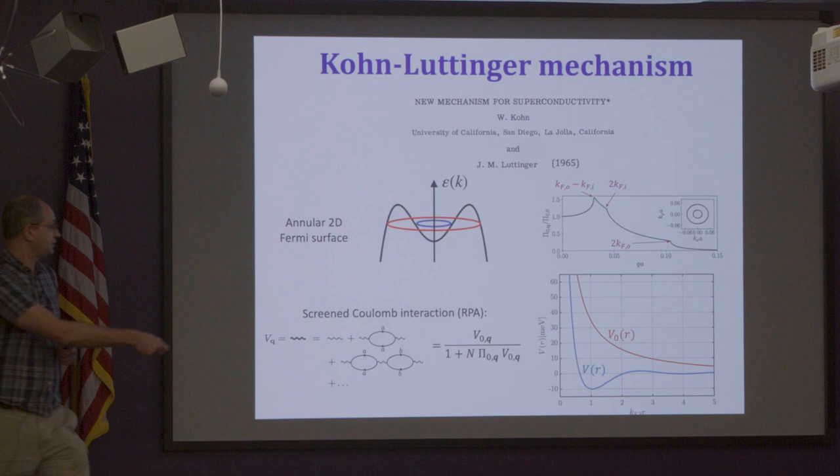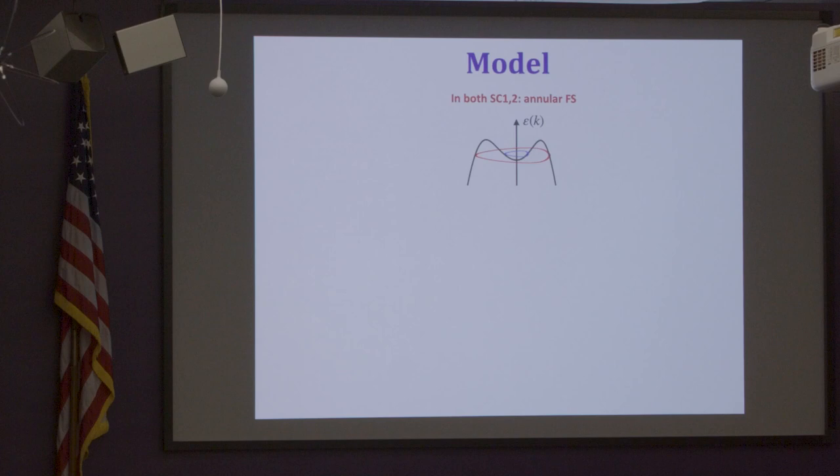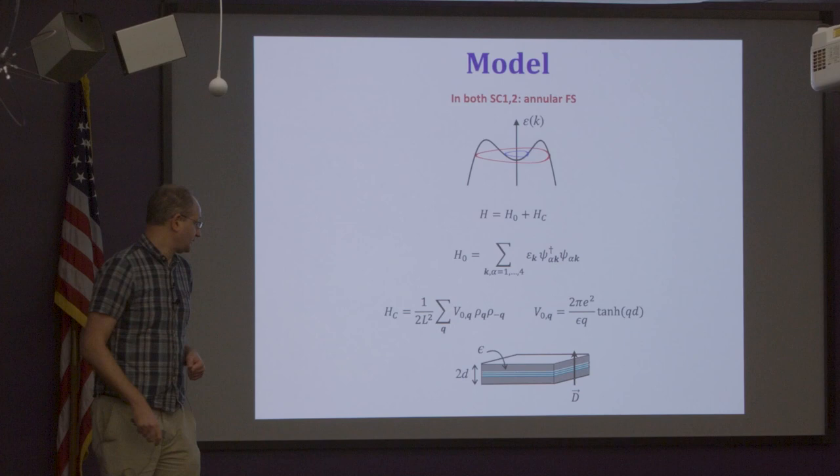Okay, so the idea is to live off of this attractive part of the interaction. So that's what we'll do. In both SC1 and SC2, as I mentioned, the Fermi surface is annular. And here's our model, very, very simple: just this kinetic energy plus a Coulomb interaction, which is screened by two metallic gates. That's what happens in the experiment.